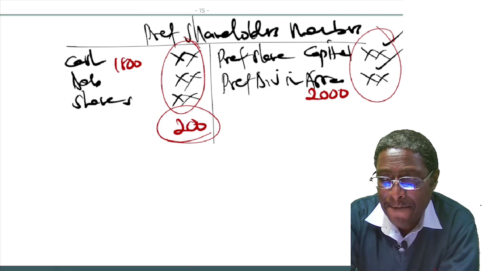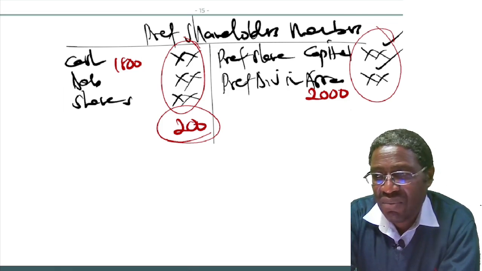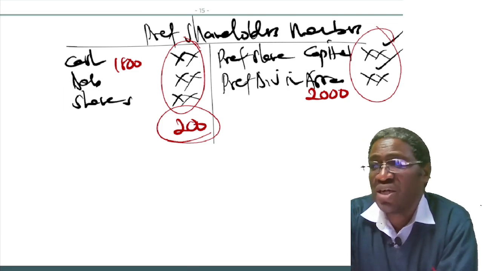Somebody? Somebody, is that a gain or loss? You chat and tell me whether it's a gain or loss. Thank you. It's obvious. It's a gain.